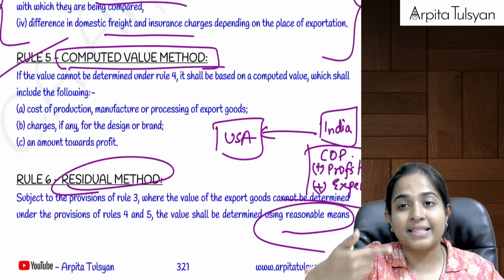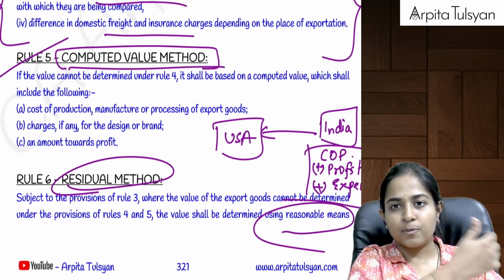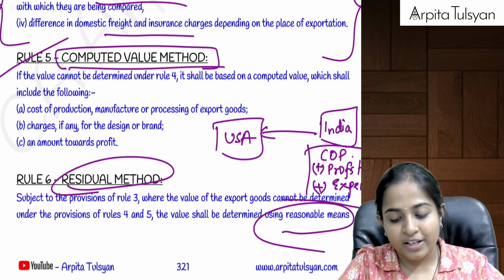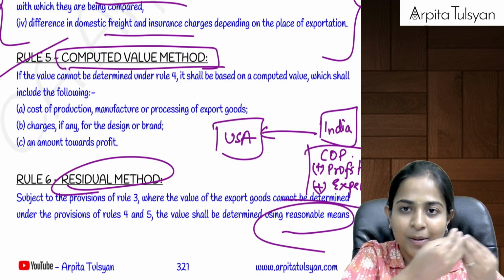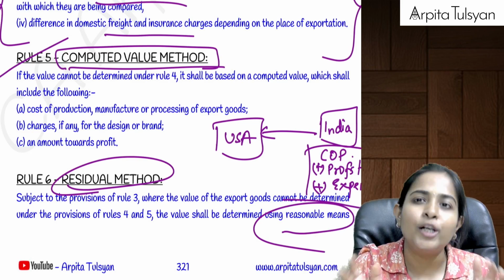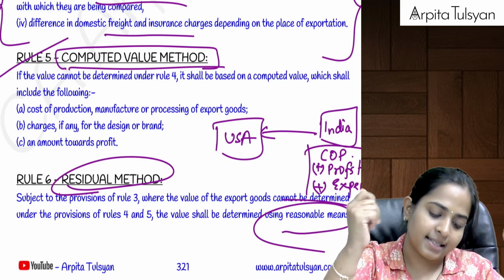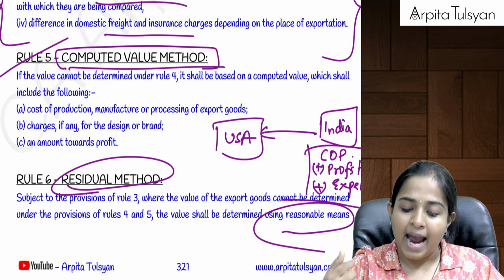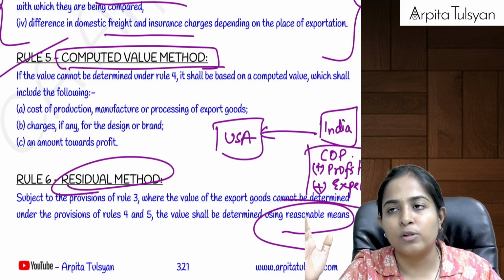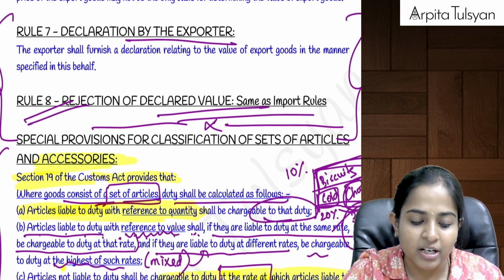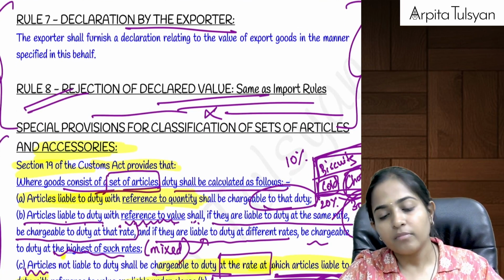Okay, computed means that addition. If you have exported the goods, can we say you would have also produced those goods? So whatever is your cost of production, plus the normal profit margin that you add, plus all your expenses up to exportation, add all those, and that will be considered as the transaction value. And last one, if none of these rules are possible, then the residual method, that is, on a reasonable basis the valuation is going to be done. Are you clear with this?